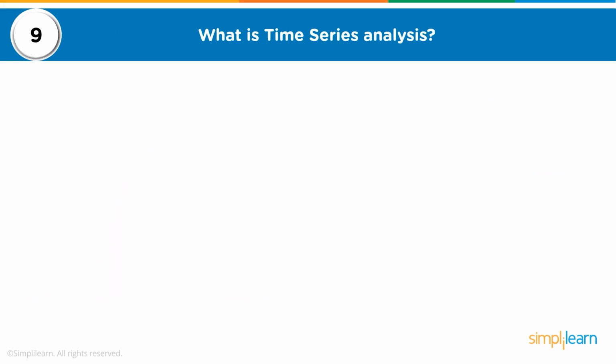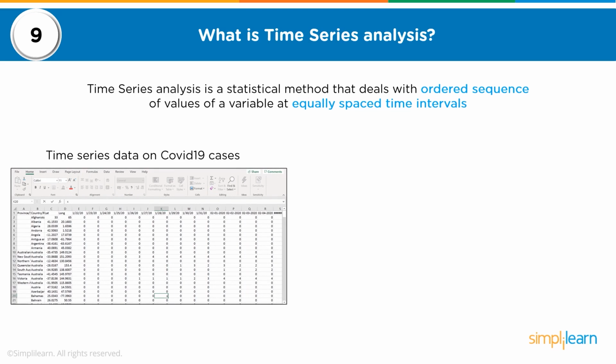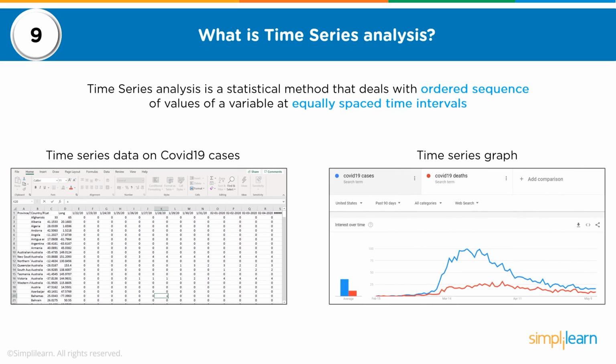What is time series analysis? Time series analysis is a statistical method that deals with an ordered sequence of values of a variable at equally spaced time intervals. Here is time series data on COVID-19 cases. You can see we're looking at it by days, so our spacing is days, and each day goes by. If we graph it, a time series graph always looks really nice if you have 2 different series, in this case the United States over there. I'd have to look at the other setup, but they picked a couple of different countries.